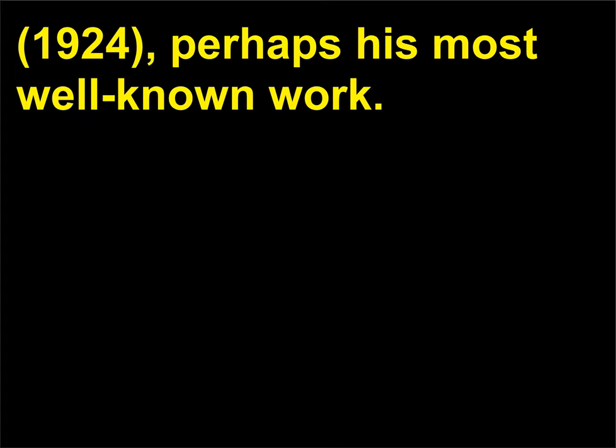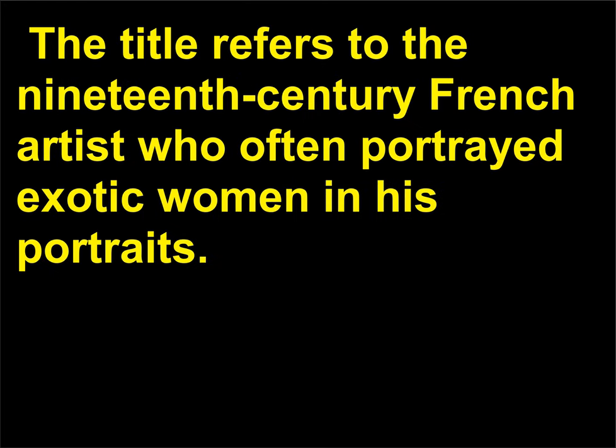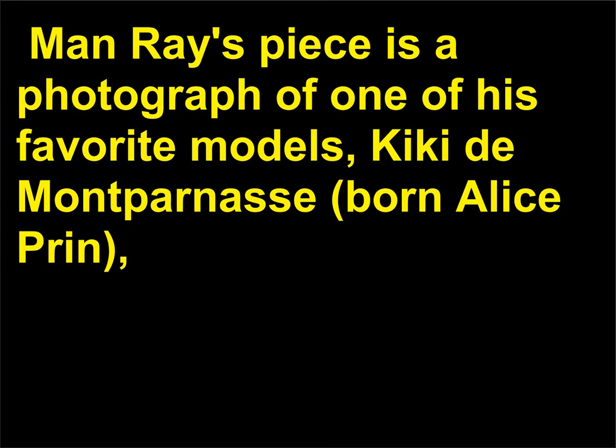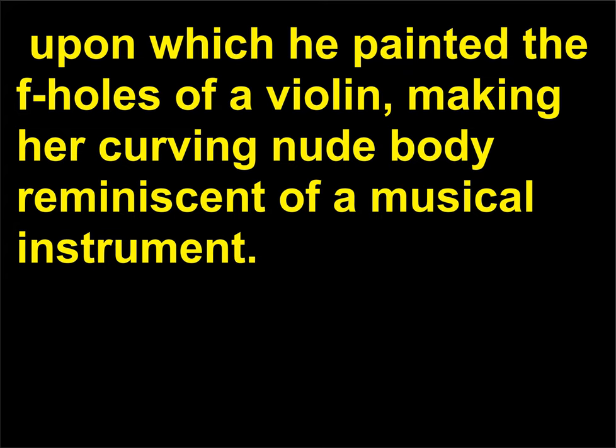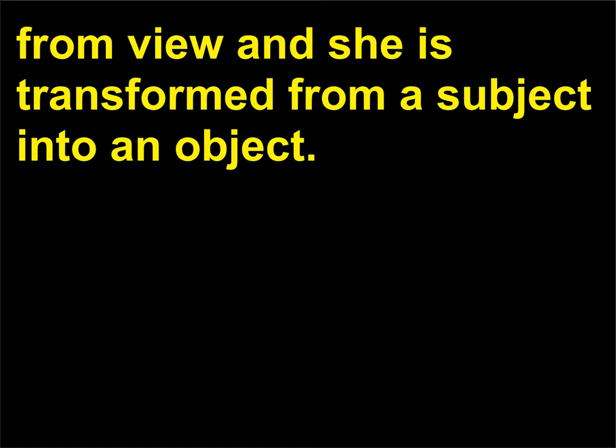1924, perhaps his most well-known work. The title refers to the 19th-century French artist who often portrayed exotic women in his portraits. Man Ray's piece is a photograph of one of his favorite models, Kiki de Montparnasse, born Alice Prin, upon which he painted the F-holes of a violin, making her curving nude body reminiscent of a musical instrument. The image is oddly disturbing, as Kiki's arms are noticeably missing from view and she is transformed from a subject into an object.